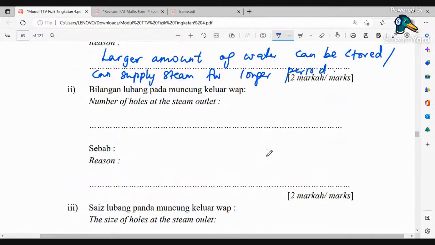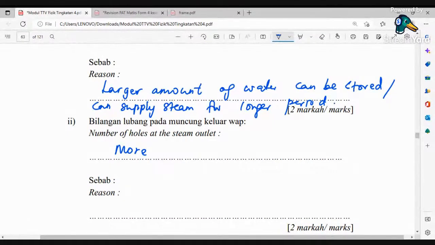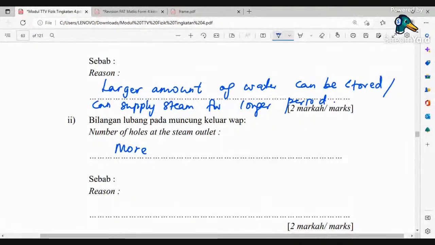Okay, number of holes at the steam outlet. Okay, so number of holes must be more lah. More number of holes. Why? More number of holes can release more steam one at a time. Okay, maksudnya lebih efisien lah.